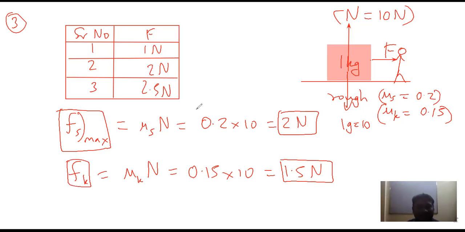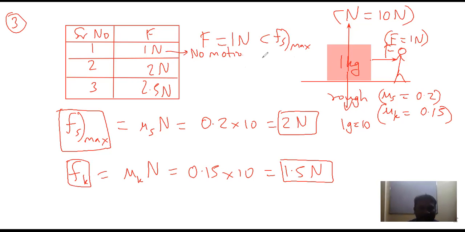So we can say when applied force is 1 Newton, it is less than the maximum value of static friction, which is 2 Newton. So there is no motion. For 1 Newton, there is no motion, and static friction of 1 Newton will act. There will be static friction of 1 Newton. The 1 Newton forward applied force and 1 Newton static friction backward cancel, and no motion occurs.